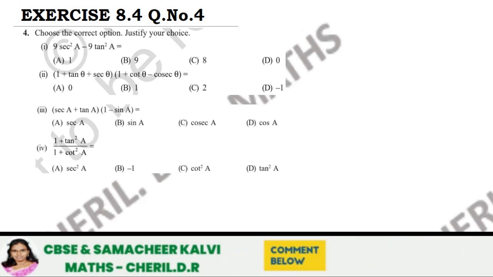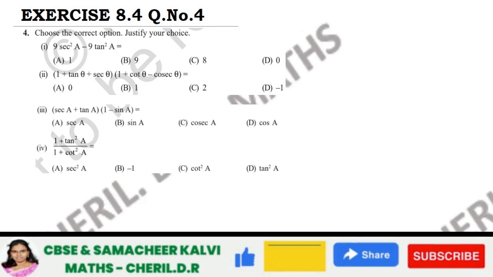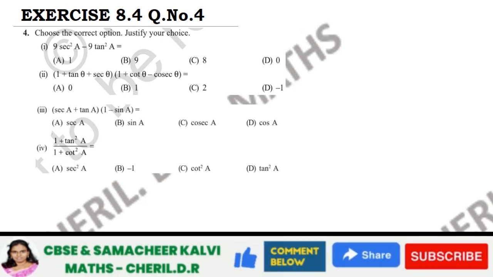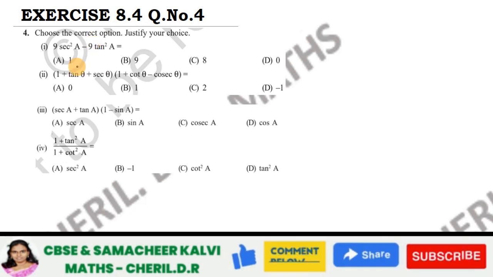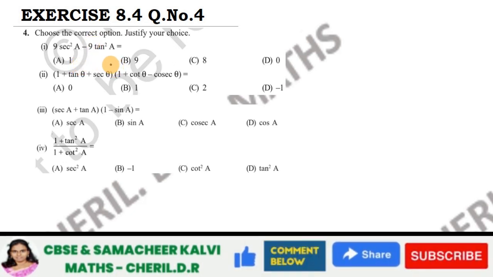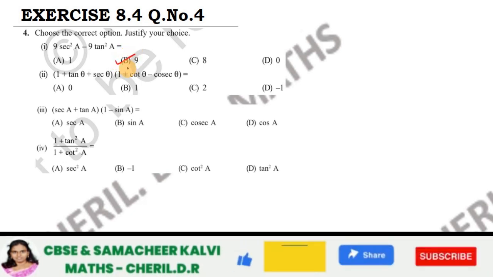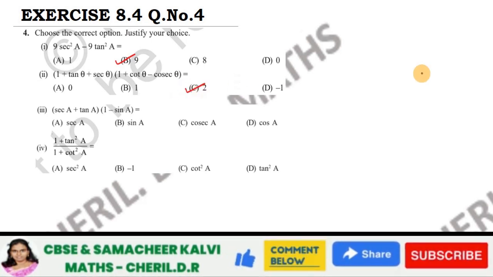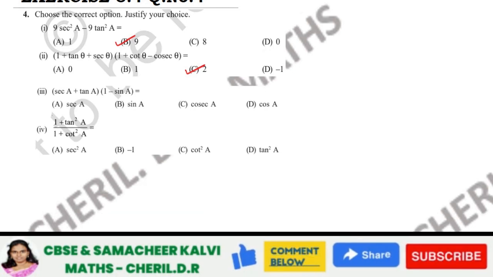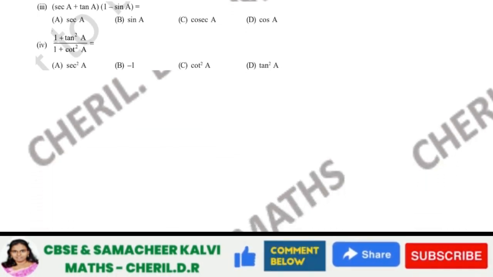In that we are discussing exercise 8.4, and in question number 4 we have already discussed the first two numericals in the previous videos. For the first one, we got the answer as option B, that is 9. And for the second one, we got option C, and the answer was 2. So now we'll get into the third and the fourth question in this video.